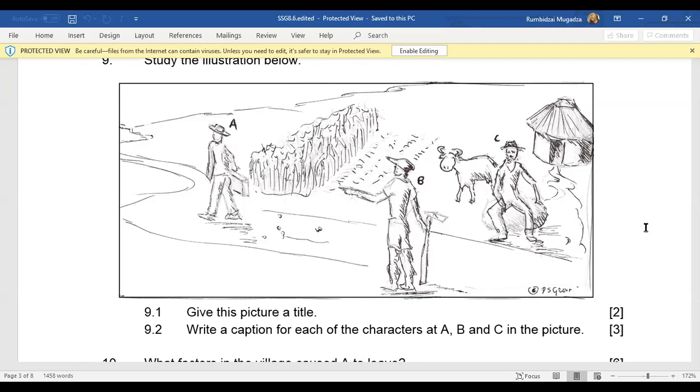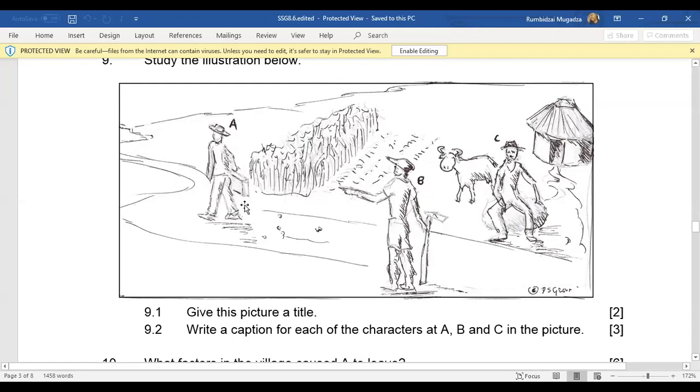Okay, grade 8, do you really see what's happening in the picture? Can you see that the man labeled A is going away? And can you see this is a rural settlement? You can see the crops. There's a cow there. So it means this person on A is living in the rural areas. Can you see? He's carrying a bag.